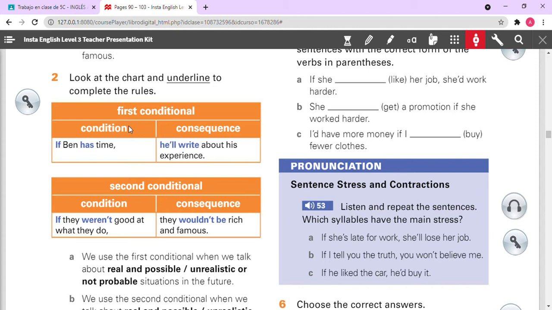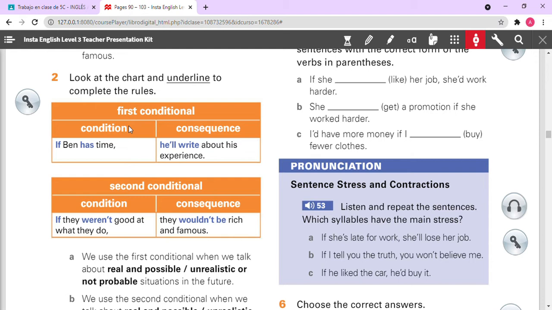Second conditional, I told you it was very similar. The if condition, but this time we don't use the present simple. We use the past simple. If they weren't good at what they do, weren't, the past of be. In the consequence for the second conditional, you use would. They wouldn't be rich and famous. Wouldn't, in this case, a negative one.